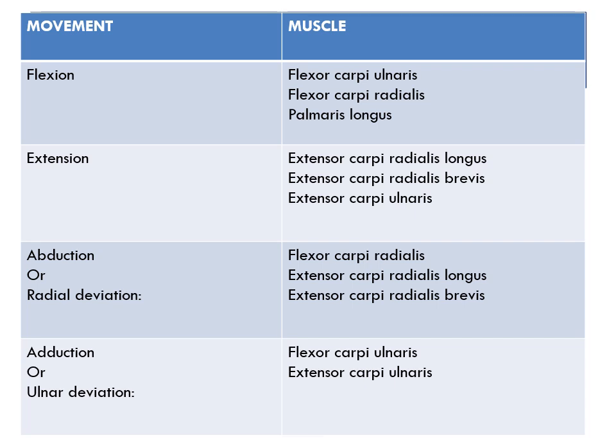For abduction or radial deviation, the muscles involved usually contain radialis in their name. So we have the flexor carpi radialis, extensor carpi radialis longus, and extensor carpi radialis brevis. Remember that radial deviation or abduction muscles always contain radialis in their name. And then finally, adduction, ADD, or ulnar deviation is done by muscles that contain ulnaris in their name. So we have the flexor carpi ulnaris and the extensor carpi ulnaris muscles.